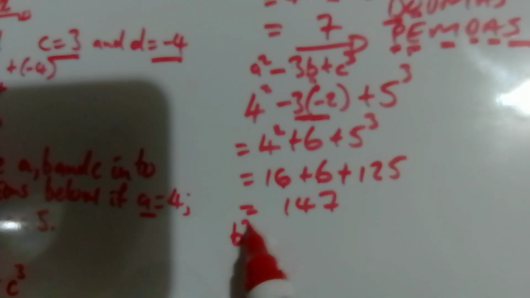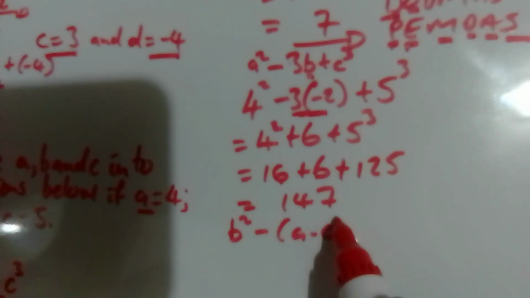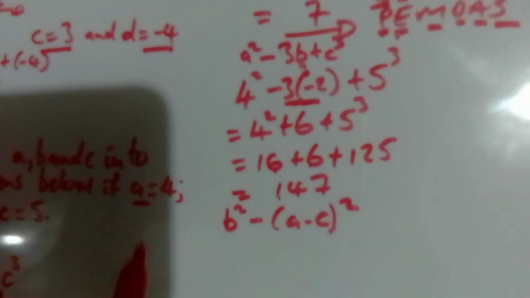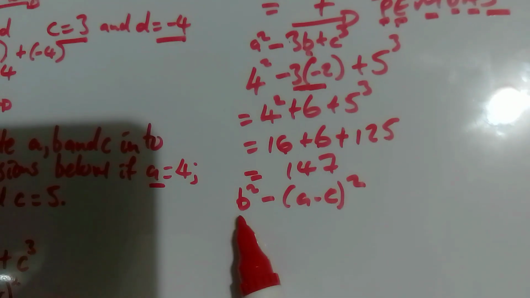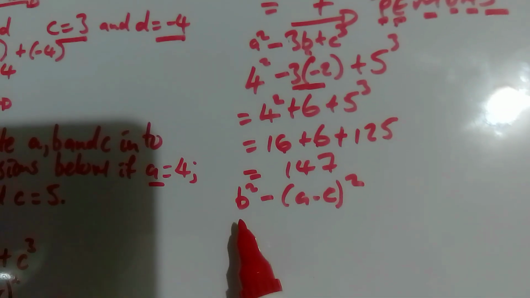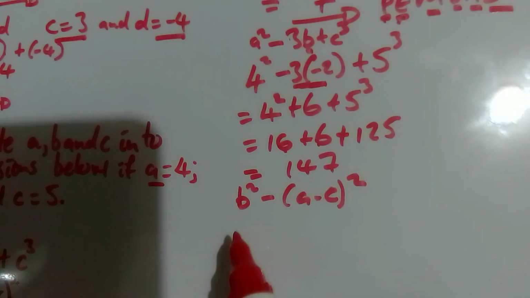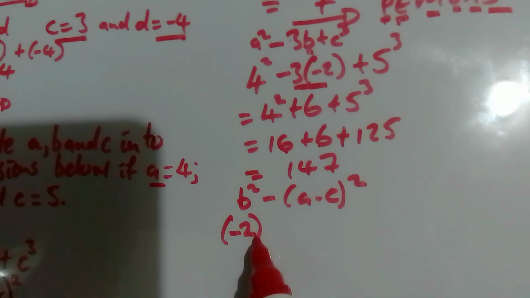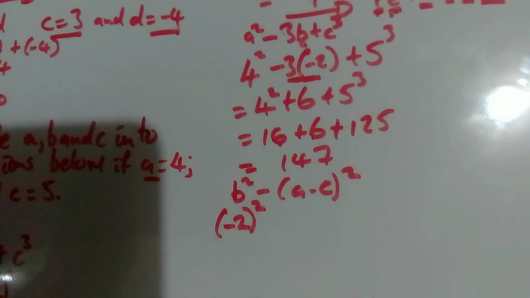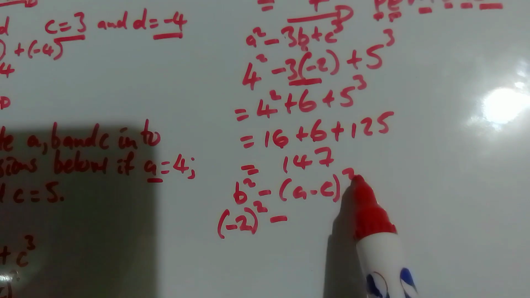Then let us see. We were given b squared minus, open bracket, a minus c, close bracket, squared. Now, what I want you to understand is this. We have been given b, and we know that our b is equal to -2. So I start here by opening the bracket, I write -2, I close the bracket, I write squared there. I write the minus, then I've got a minus c squared.